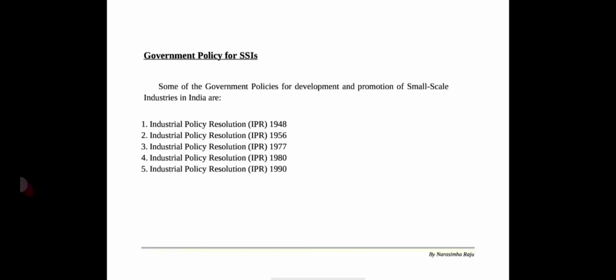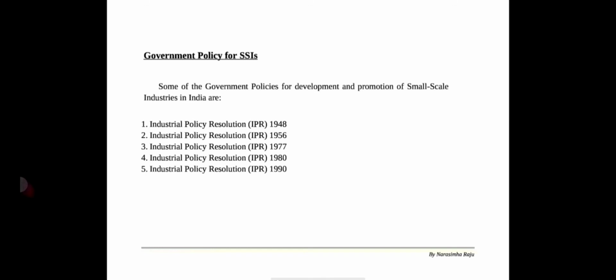And the next industrial policy resolution is in 1977. During the 2 decades after the IPR 1956, the economy witnessed lopsided industrial development, which went in favor of only the large and medium sector on the one hand, and increasing unemployment on the other. This situation led to renewed emphasis on industrial policy. This gave rise to IPR 1977.